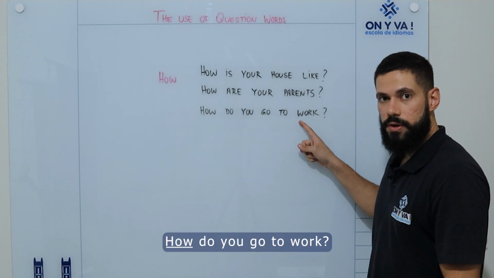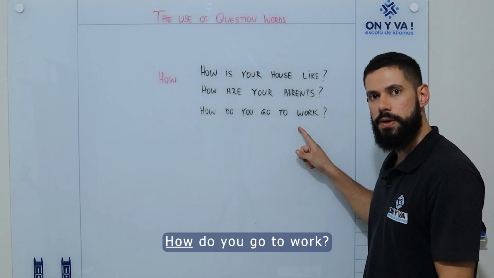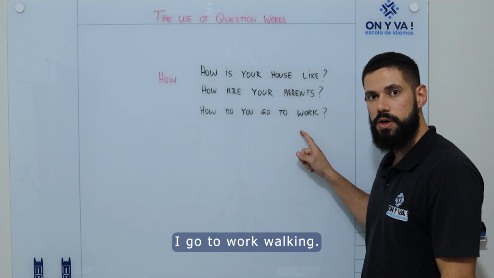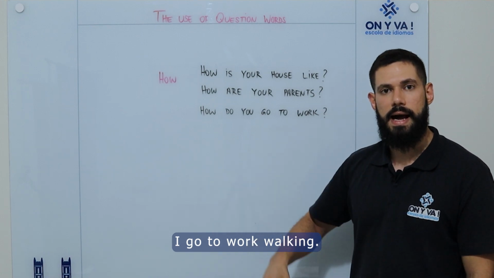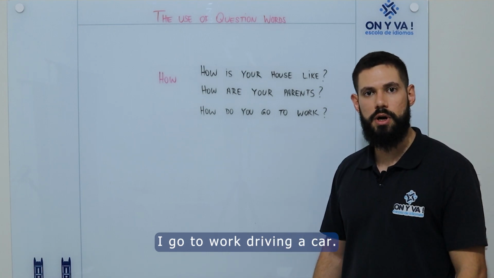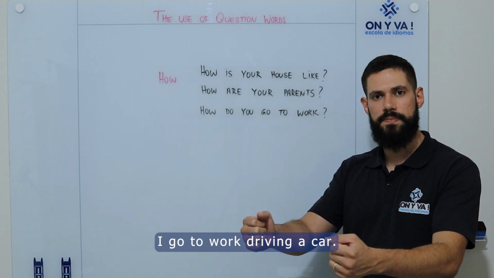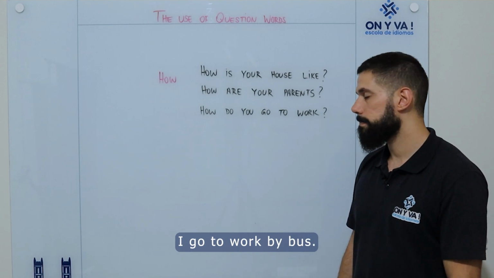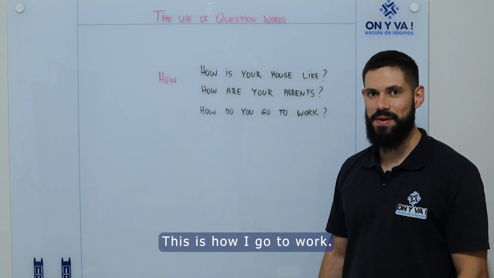How do you go to work? I go to work walking. I go to work by bike. I go to work driving a car. I go to work by bus. This is how I go to work.